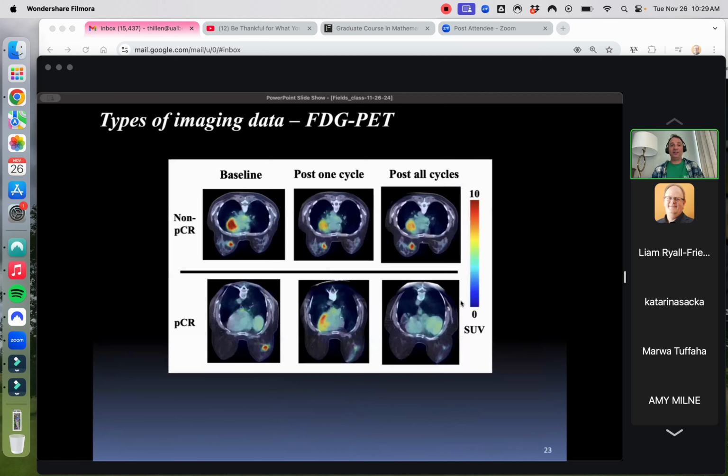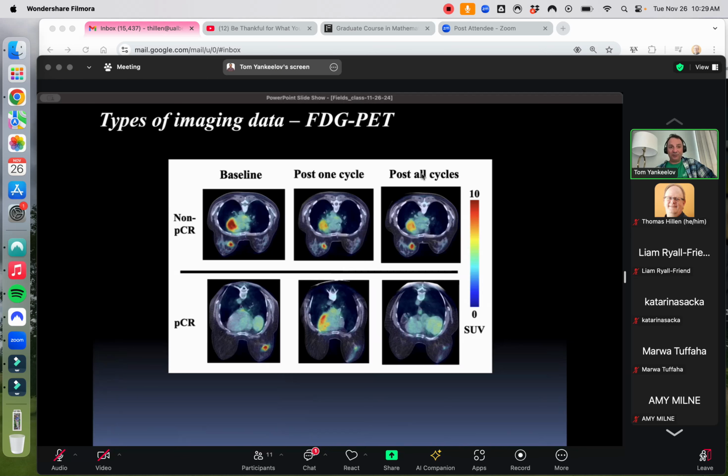So this is a healthy person. And then here is longitudinal imaging of FDG PET with locally advanced breast cancer. So here is a patient that had non-pathological complete response disease. This is a baseline, after one cycle, after all cycles. You can see that the SUV of FDG has not changed very much over time. As opposed to a responder, there's been a dramatic reduction right here. And so this patient went on to be a complete responder, and this one did not.